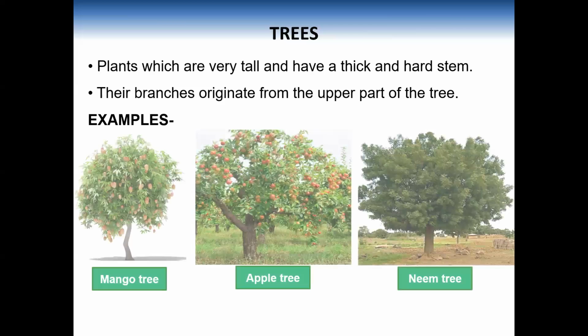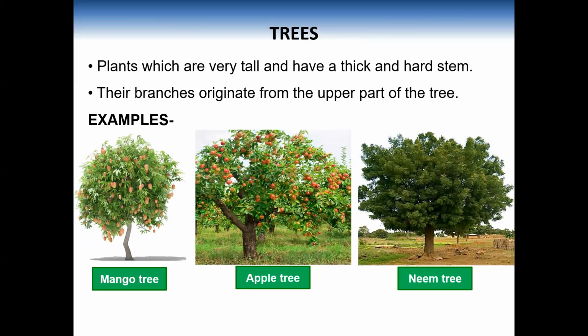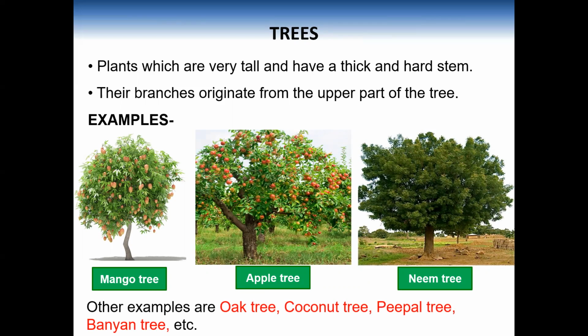Examples are mango tree, apple tree, neem tree, oak tree, coconut tree, peepal tree, banyan tree. So trees are taller than herbs and shrubs. They have a thick stem and that stem is also very hard.